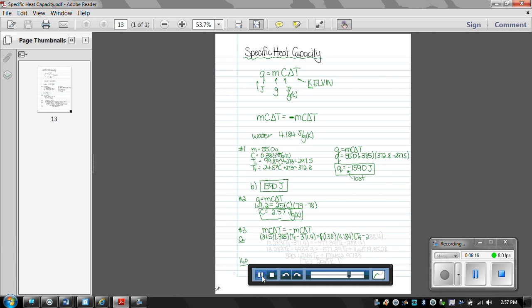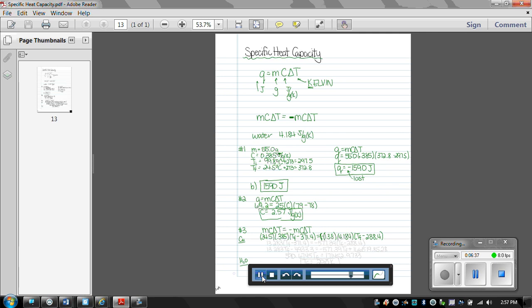Now notice there's two TFs. The final temperature is going to be the same for both substances because you're putting them in contact with each other and letting them come to thermal equilibrium. So it's the same TF. If it's easier for you just to call it X, that's absolutely fine. Just make sure you do something to solve for your variable. So I'm going to go through and write out how to do the math here.